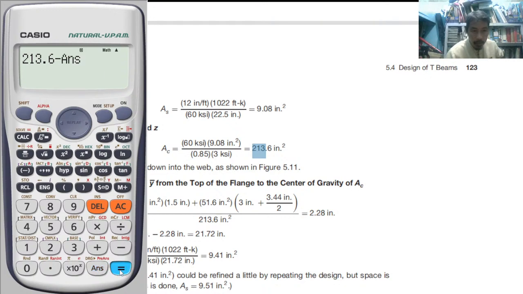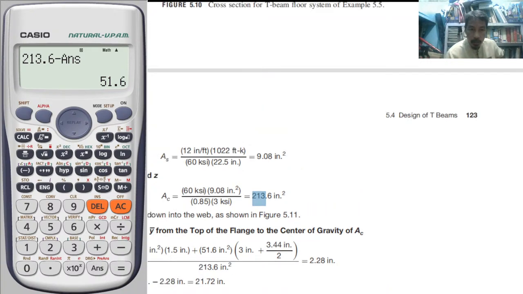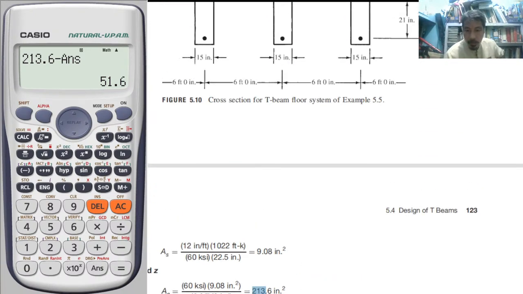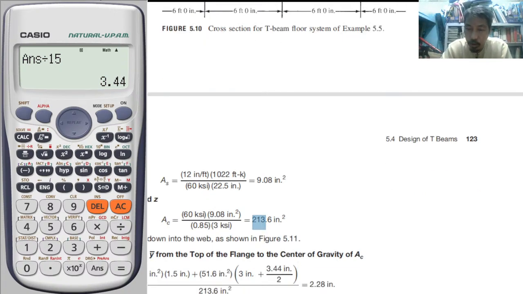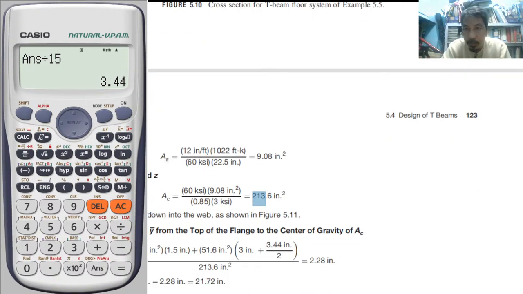Minus answer, so we have 51.6. So 51.6 divided by the width of the web, which is 15. So let us divide by 15. You have to compute this, and you get 3.44, the extension to the web part. So 3 plus 3.54, so 6.54 is the value of A.